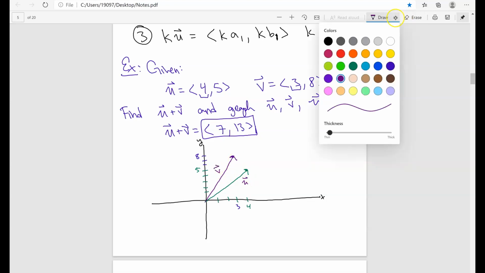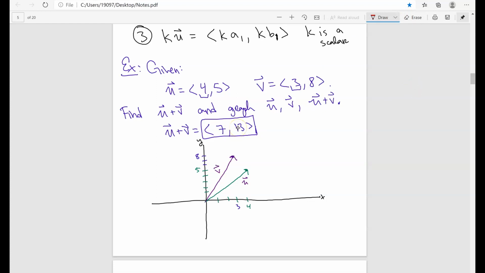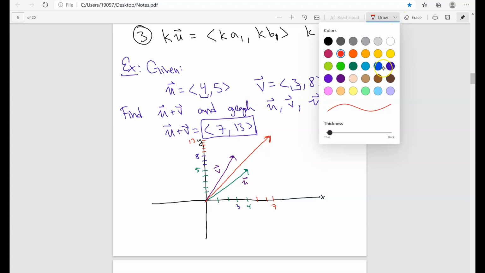Now we're going to add u plus v. So u plus v is going to be 7, 13. So 1, 2, 3, 4, 5, 6, 7, then 8, 9, 10, 11, 12, 13. So here's 13. Okay, so this is going to be 7, 13. And what you should notice is that this vector, the sum of the vectors, is right in the middle between the two vectors. Basically the reason why is something called the parallelogram law.